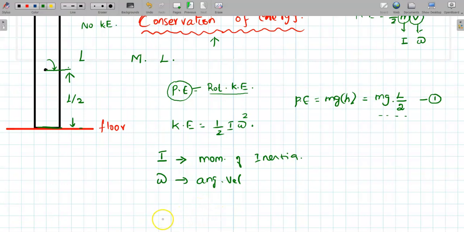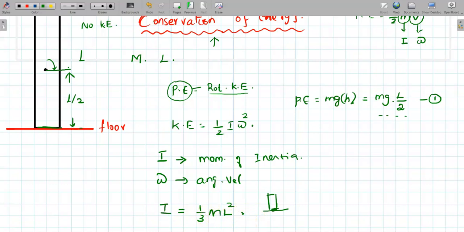Now I is equal to 1 by 3 m L square. This is the moment of inertia of a uniform rod about one end, which is the pivot point. So about one end it is given by this formula.